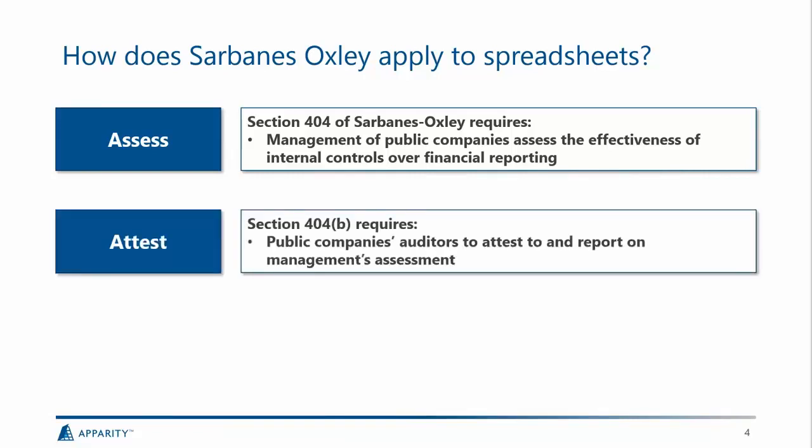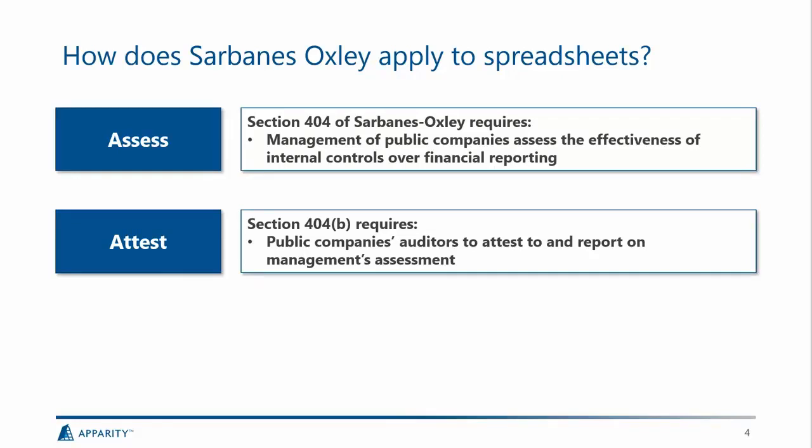Now, it's not just enough for management to be able to assess that effectiveness. This is also a major priority for regulators, as they're on the hook for this as well. So Section 404B also requires the auditors of public companies to attest and report on this management assessment. So this applies to almost all public companies. Public companies under $75 million in revenue are not necessarily required to follow Section 404B. But it is a high priority.